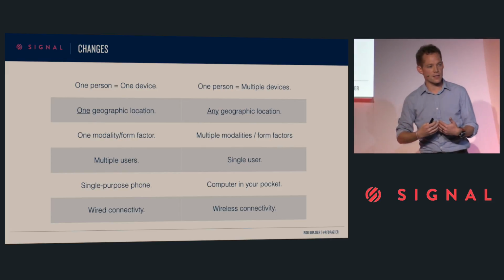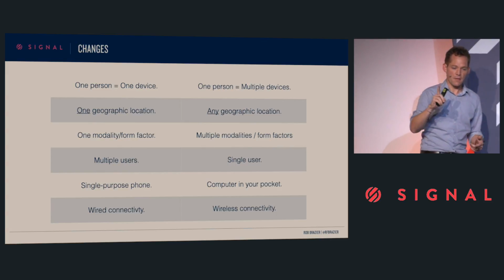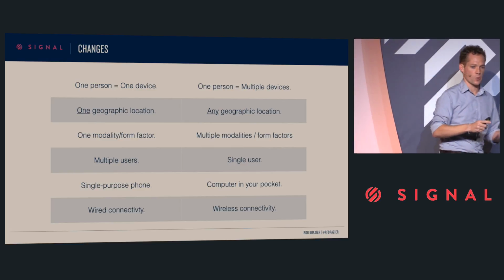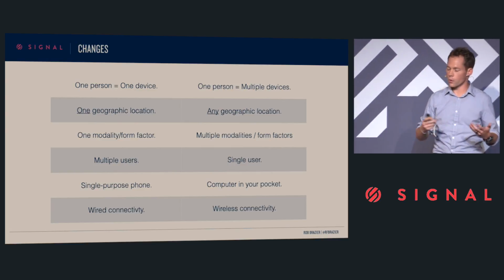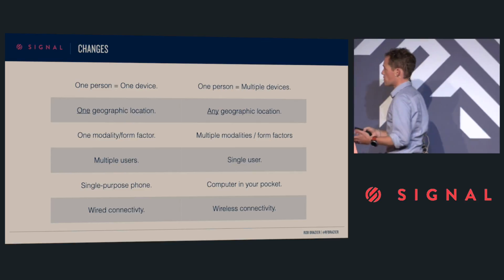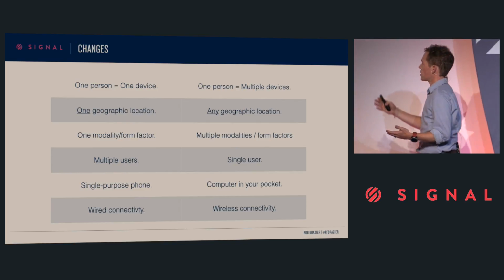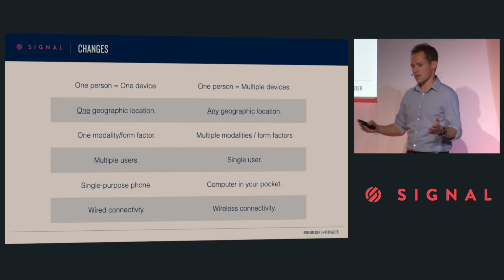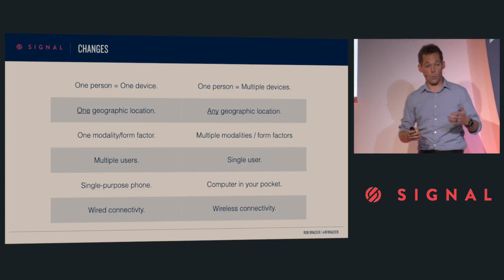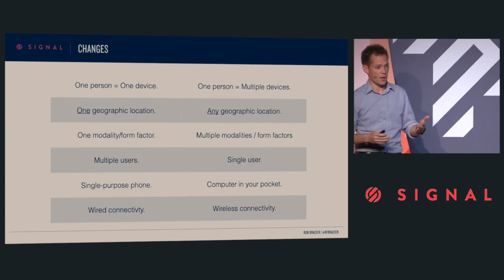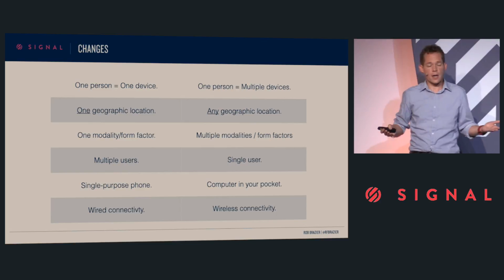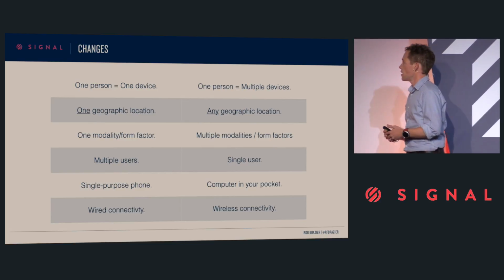One person now has many devices, and they have one identifier. An email address, or a Facebook ID, or even their SMS number can identify multiple devices. And you might be reaching that person when you send a message to that SMS. You're probably reaching them wherever they are on any of those devices.